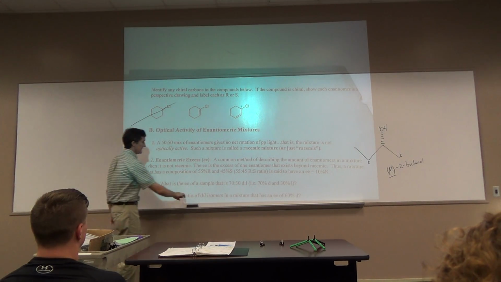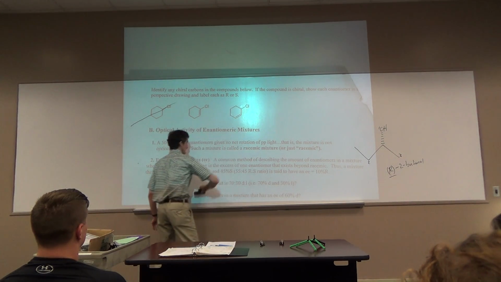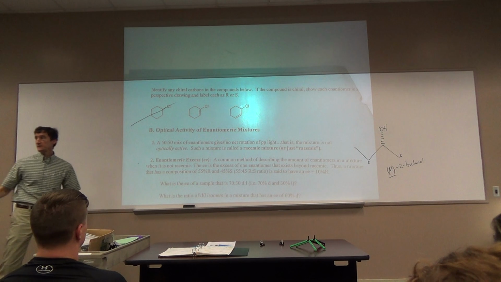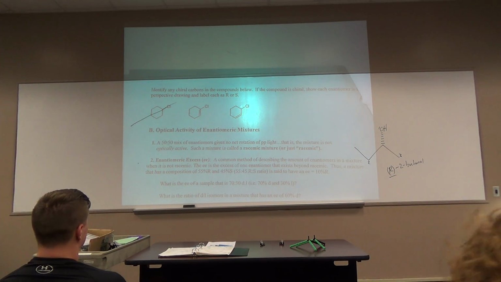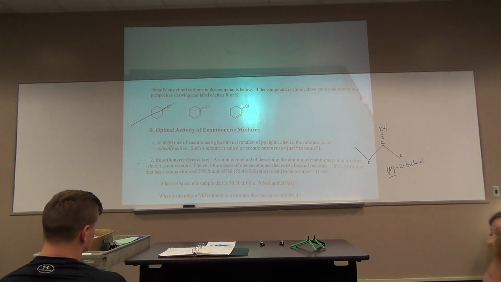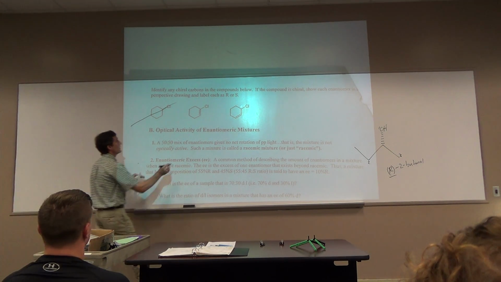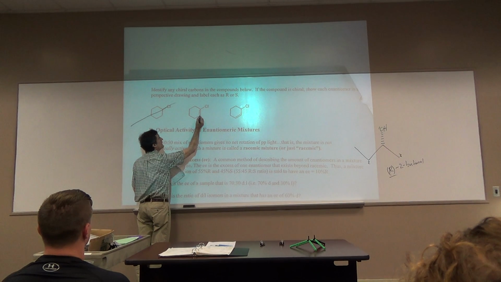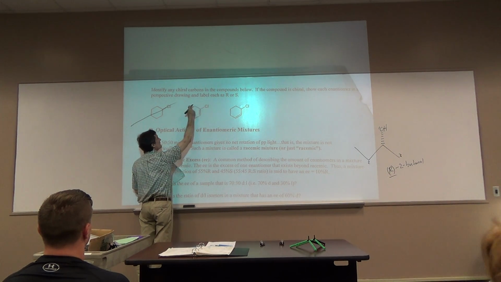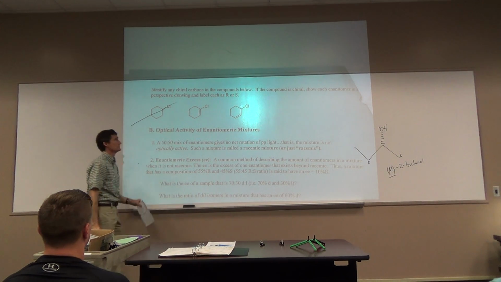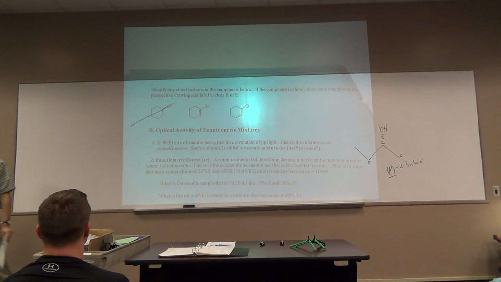Optical activity of enantiomers. We said enantiomers rotate plane-polarized light. Question: I guess I just don't understand why the middle one isn't chiral, because it's connected to a carbon with 2 hydrogens and then a carbon with 1 hydrogen. Yeah, this is not the same, but that's planar.